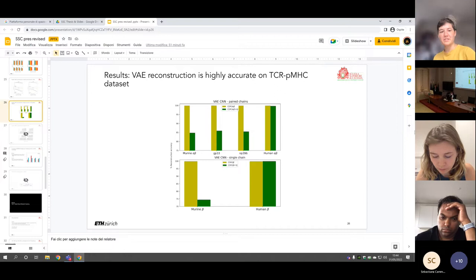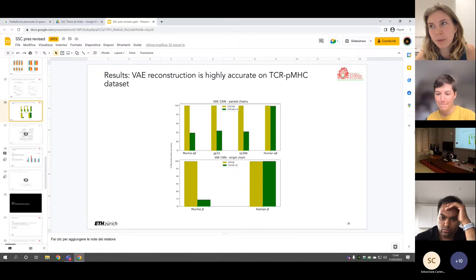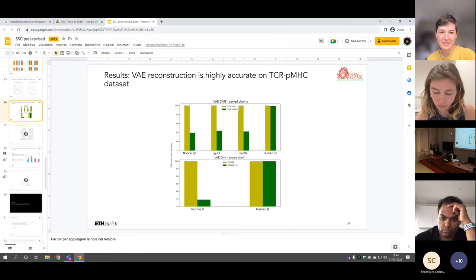Sad, because I would have expected that there are probably also enough unlabeled murine sequences, but yeah, then maybe not. I would expect this as well, but for the paired chain TCRs, it's actually not the case. Maybe for alpha chain, but not for beta chain. Yeah, exactly. Yeah, okay. Right.